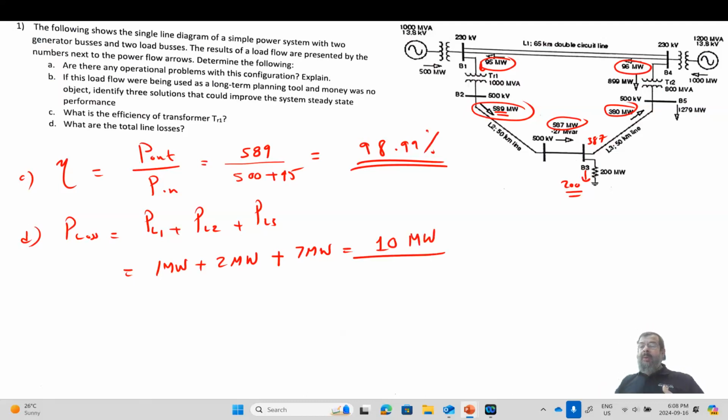So this is how we can deal with a post-processing type of question for the load flow problem.